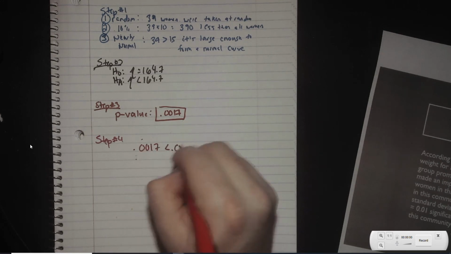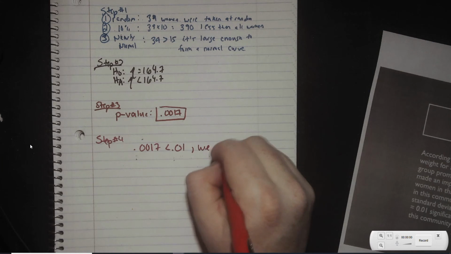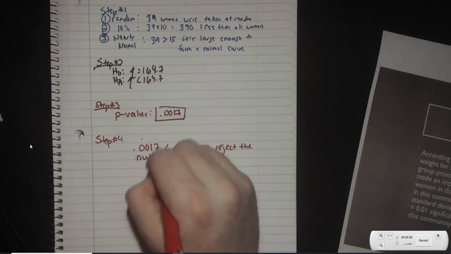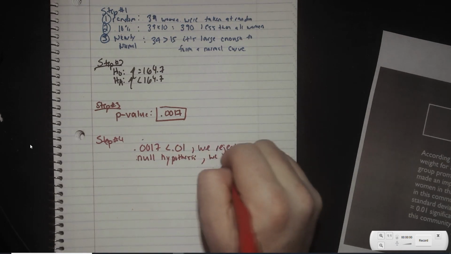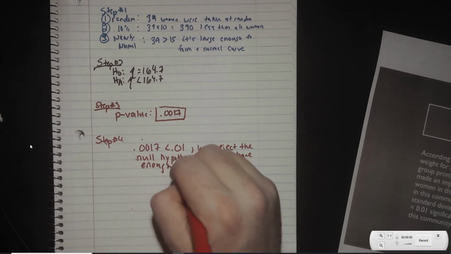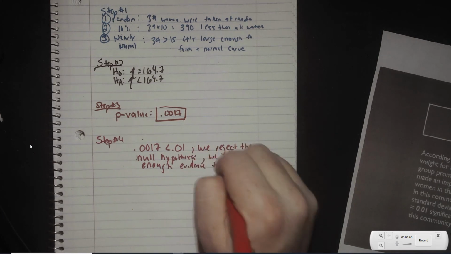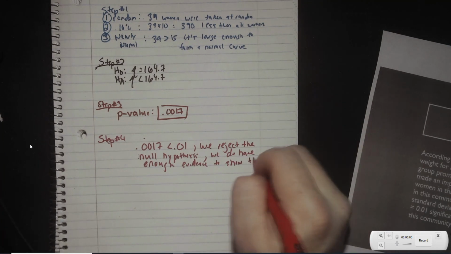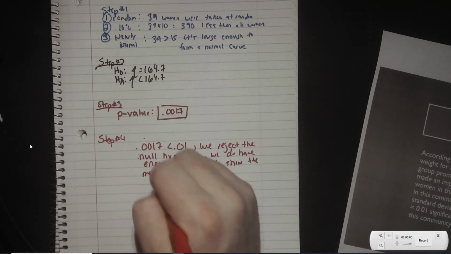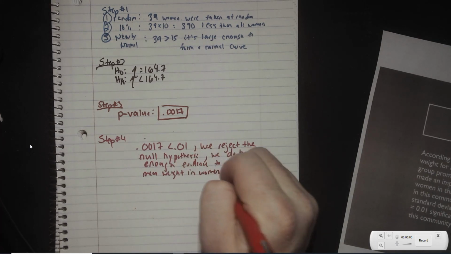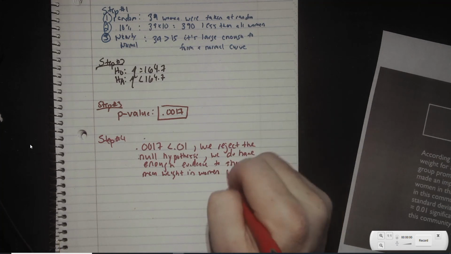step number 4, 0.0017 is less than 0.01. So we reject the null hypothesis. We do have enough evidence to show the mean weight in women is lower.